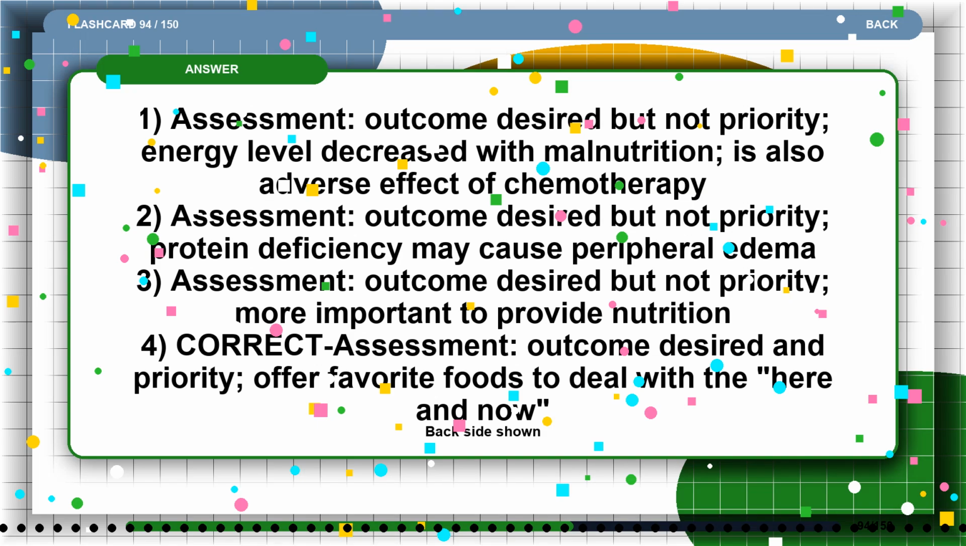The answer is 1. Assessment. Outcome desired, but not priority. Energy level decreased with malnutrition. Is also adverse effect of chemotherapy. 2. Assessment. Outcome desired, but not priority. Protein deficiency may cause peripheral edema. 3. Assessment. Outcome desired, but not priority. More important to provide nutrition. 4. Correct assessment. Outcome desired and priority. Offer favorite foods to deal with the here and now.